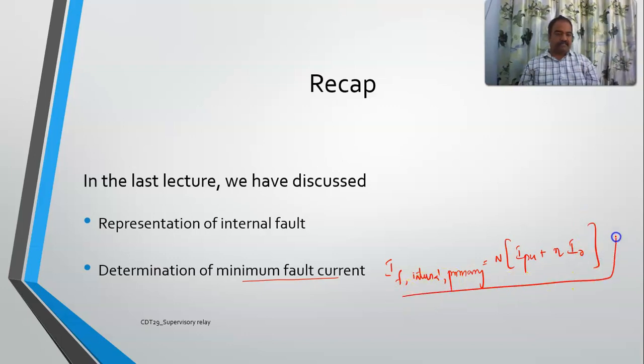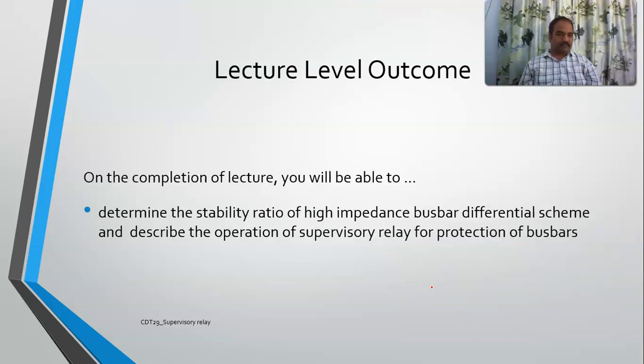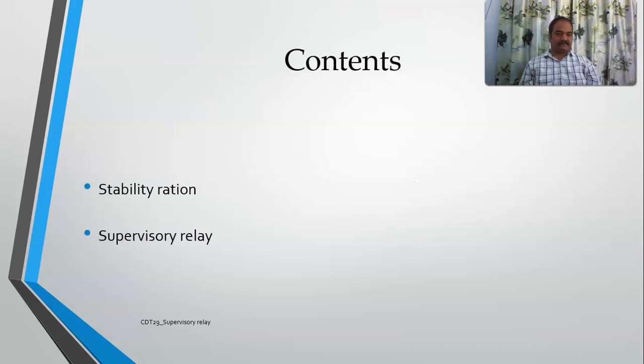This was the expression which we derived in the last lecture. So in today's lecture, we will determine the stability ratio of the high impedance bus bar differential scheme, and also we will see the operation of the supervisory relay and what faults it can detect. So I will start with the stability ratio of the high impedance bus bar scheme.